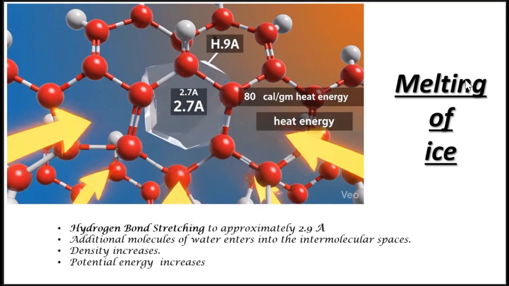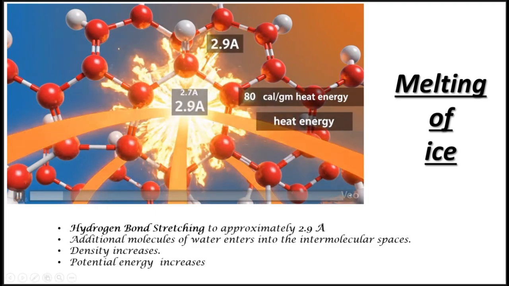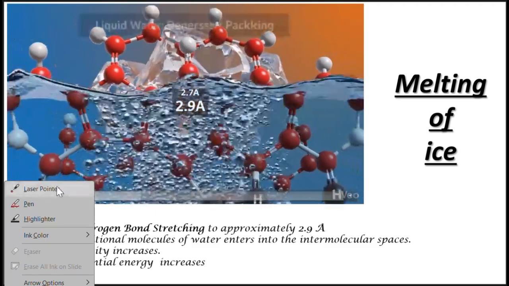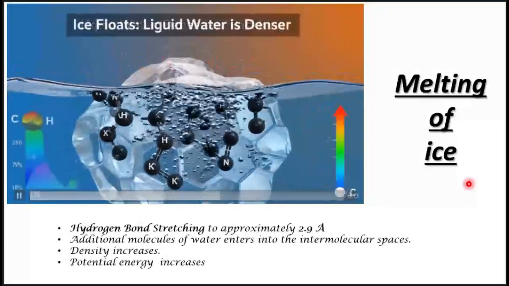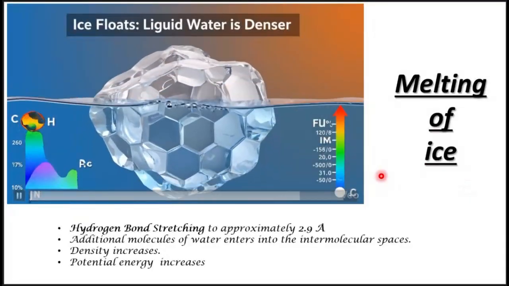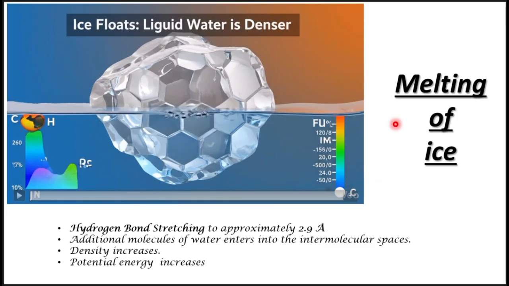So next we can see the melting of ice. So what happens during melting of ice? We know when heat is applied, ice gets melted. It gets melted to water form, liquid water form.